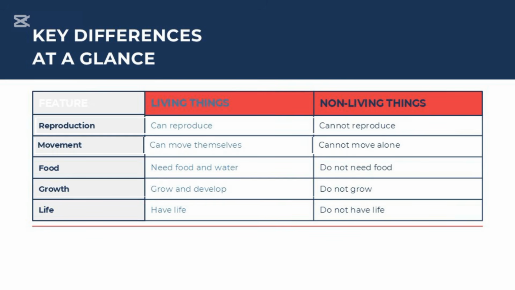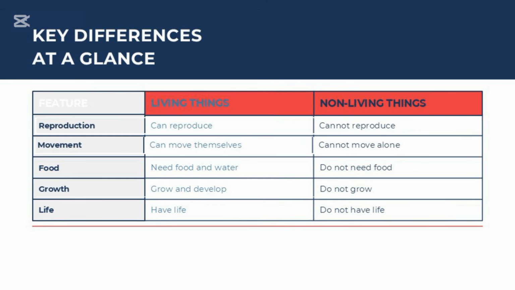Speaking of growth, non-living things do not grow or develop over time. Living organisms, on the other hand, grow and develop through different stages, which is a vital part of their life cycle. Finally, we see that non-living things do not have life. They lack all the characteristics that define living beings. Living things have life, which encompasses all these features we've discussed.